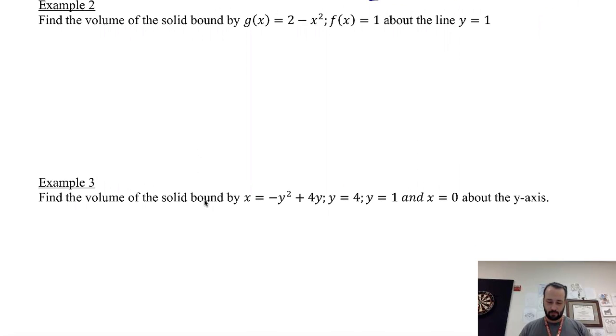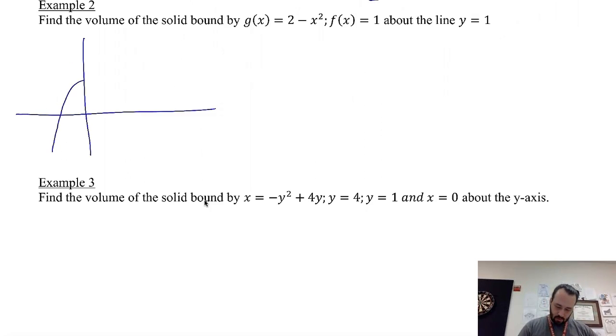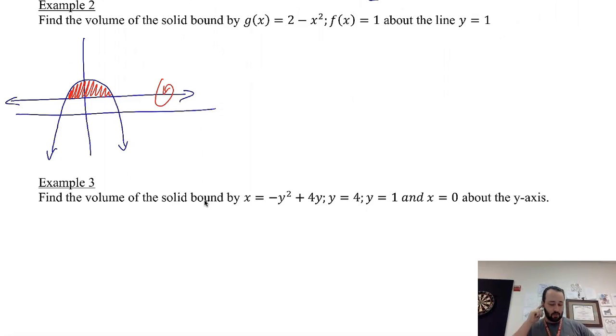All right. Find the volume of the solid bounded by y equals 2 minus x squared and y equals 1, about the line y equals 1. So let's see. If I think about my function, 2 minus x squared looks something like that. y equals 1 looks something like that. So I'm talking about this region right there, and I'm rotating it about my line y equals 1.